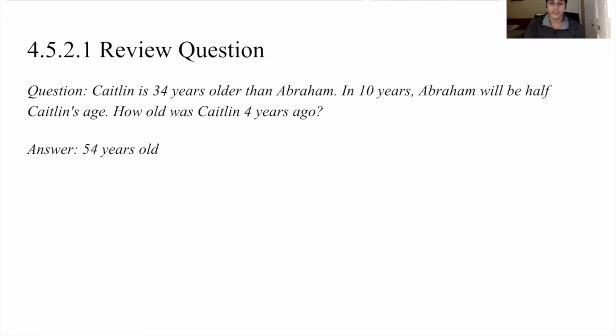All right, so as in any substitution system of equations question, we need to set up the system as our first step. So let's create our variables. We're finding how old Caitlin was 4 years ago, and that's pretty easy when we find her age. We can just subtract 4 from it. But let's create a variable that represents what Caitlin's age is now. We're going to call that C. So Caitlin's age.